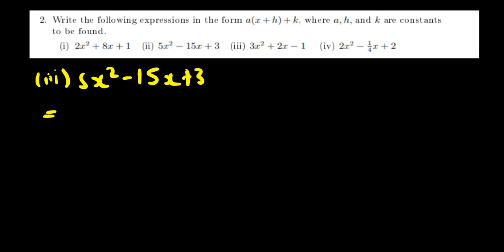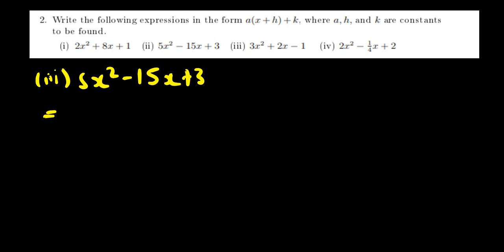So let's solve the second question. The second question is 5x squared minus 15x plus 3. Okay, so let's just do that. What are we going to do? We're going to factor out our 5.